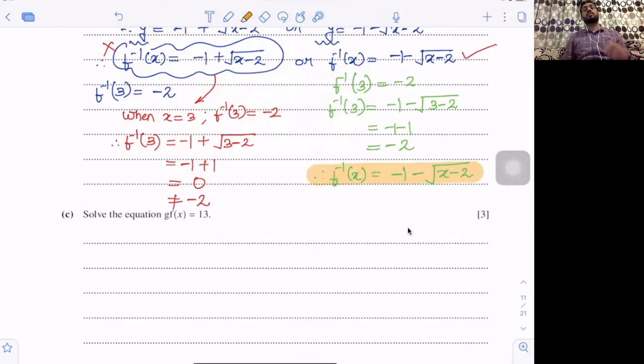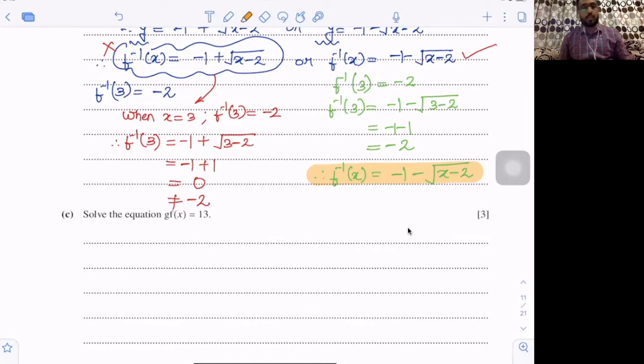Usually the students will give preference to the positive answer. It's not the positive answer which is the correct one, it's the negative answer which is the correct one. So minus 1 minus root of x minus 2 is your correct answer. So you need to know how to come to this particular conclusion. Many of the teachers I've seen sometimes tell you to give preference to the positive sign. No, it's not like that. Of course, some of the teachers will show you the right path, how to eliminate which one is a wrong answer from there.